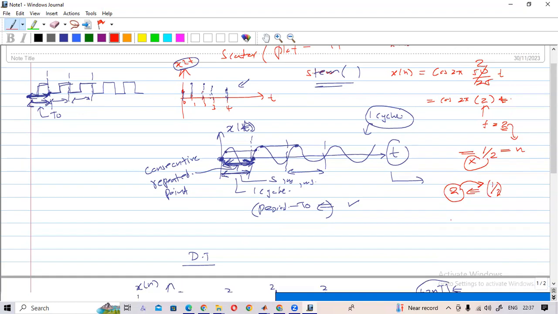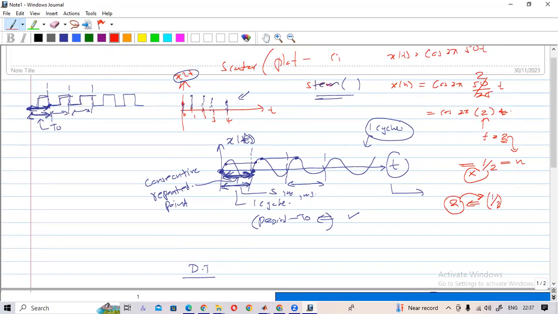Now, how do we get the relationship between this? The period cannot be 2. It should be below half. The normalized frequency cannot be 2. It should be below half. So how can you get this relation, the actual relation?